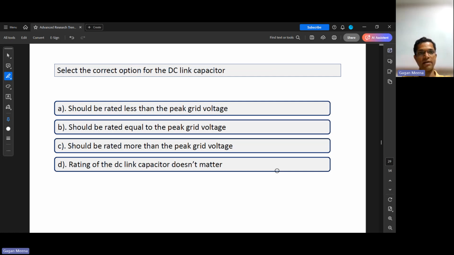We need to select the correct option for the DC-link capacitor. The correct option is that it should be rated more than the peak grid voltage. This is very important so that the active power can flow. That should be the answer here.